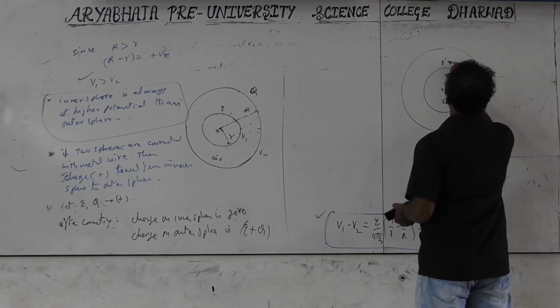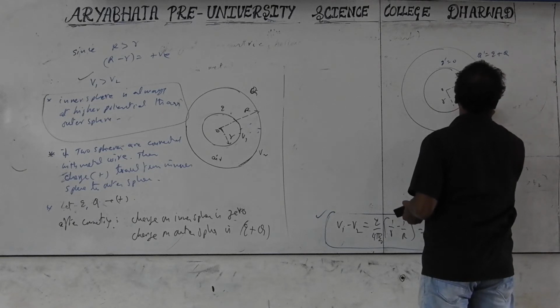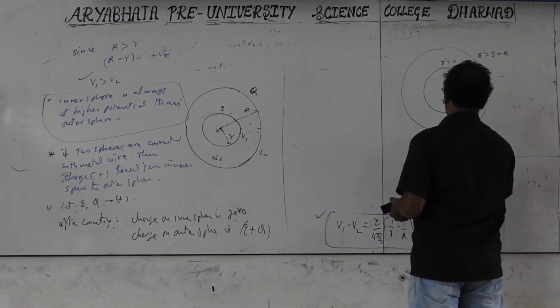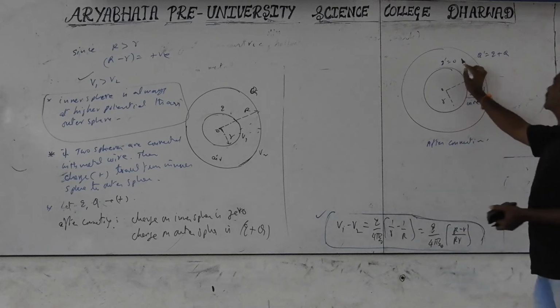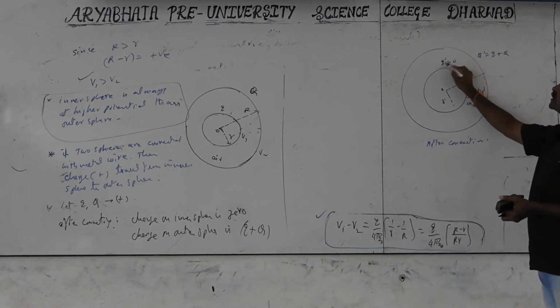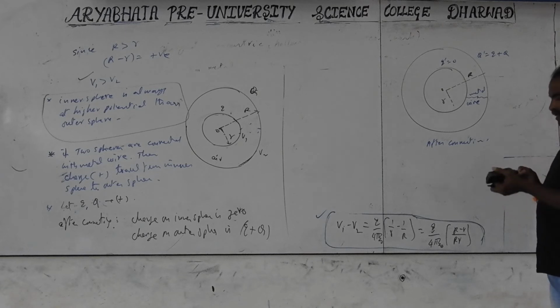The charge Q prime on the inner sphere is 0. The charge on the inner surface of the connected sphere is 0. Here the charge is Q plus q. The inner surface charge also comes to the outer surface and stays on the outer surface. This is after connection of the two spheres.